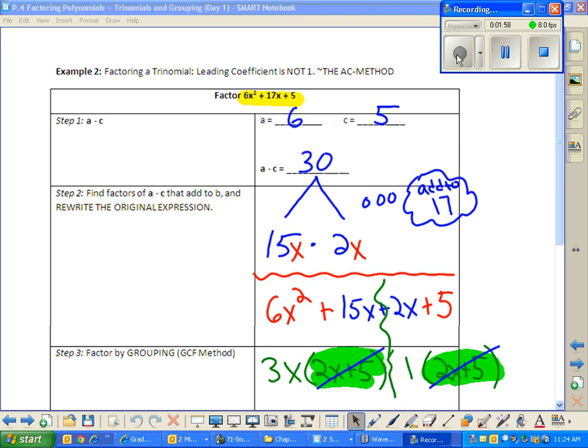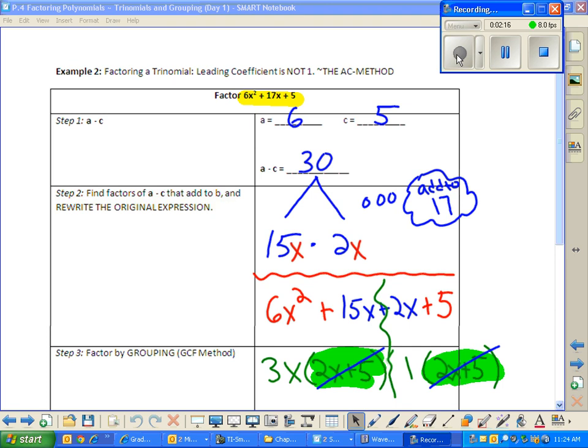It is like your last resort. You want to avoid it because it is the longest method we have for factoring. I'm trying to teach you to be efficient. So you want to avoid doing the longest method possible at all costs. Nonetheless, it does work. So here's how it goes.